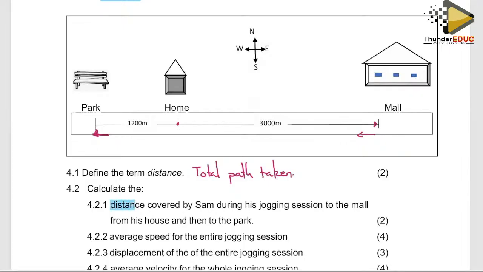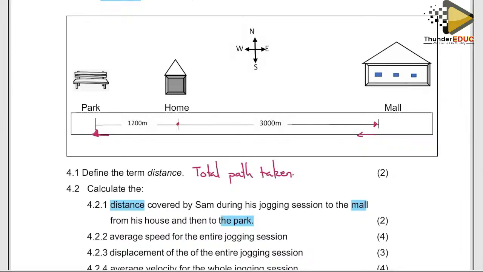So we're looking for the distance covered by Sam during his jogging session, to the mall from his house and then to the park. So it's more of like the total distance that he actually traveled there. So I'm going to say my distance is equivalent to, allow me to write at the top there, so he started from his home to the mall, and then they were given a value of what? 3,000. Therefore, I'm going to say 3,000. Then I'm going to say plus.